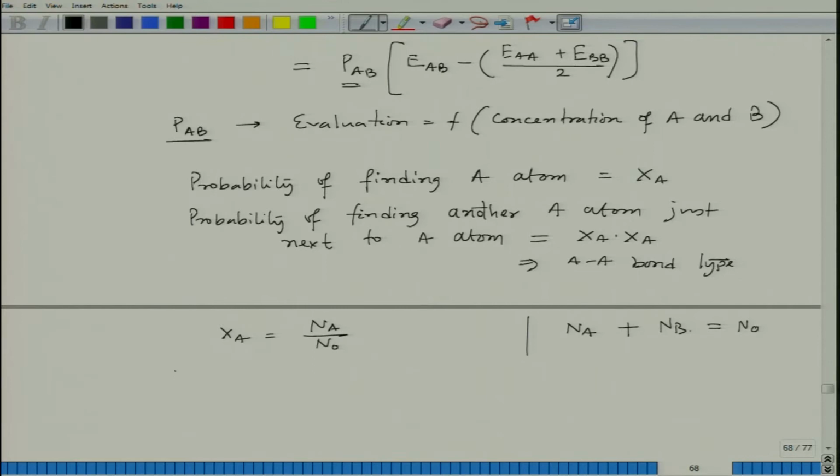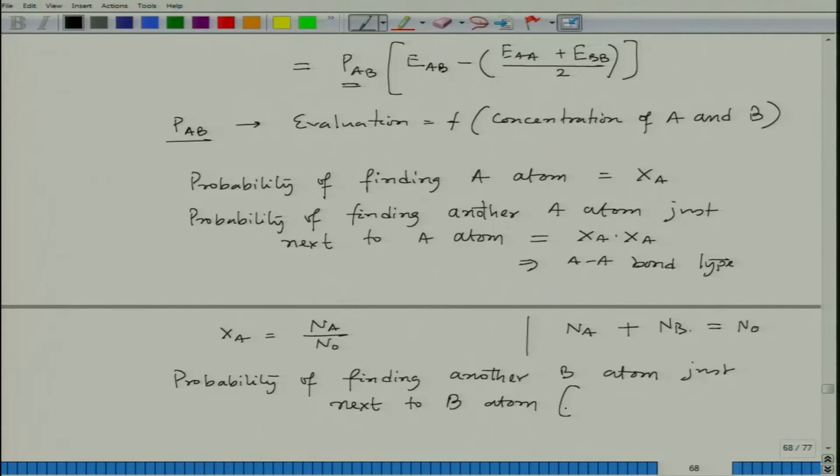Similarly, the probability of finding another B atom just next to another B atom, which is nothing but the probability of finding BB bond, is nothing but XB into XB, which is XB square.